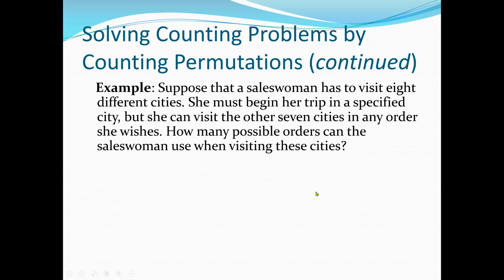Again, let's try another example for permutation. Here they say, suppose that a saleswoman has to visit 8 different cities. She must begin a trip in a specified city, but she can visit the other 7 cities in any order she wishes. How many possible orders can the saleswoman use when visiting these cities? So again, suppose that the saleswoman has 8 different cities to visit. She must begin a trip in the specified city, but she can visit the other 7 in any order she wishes.